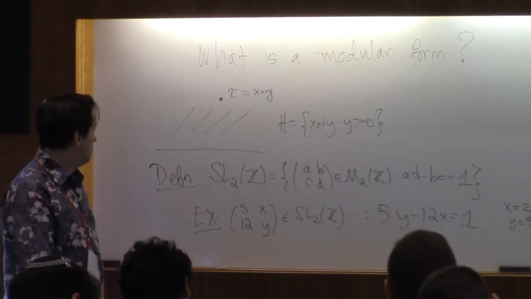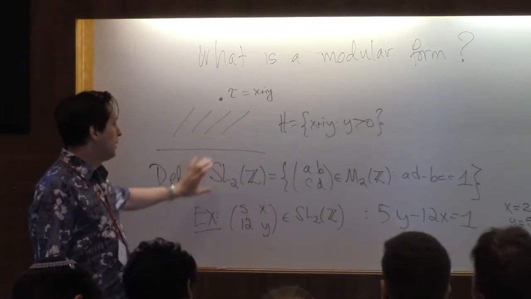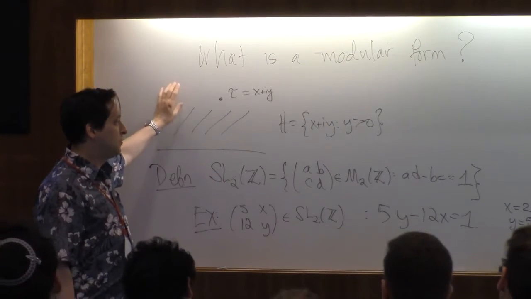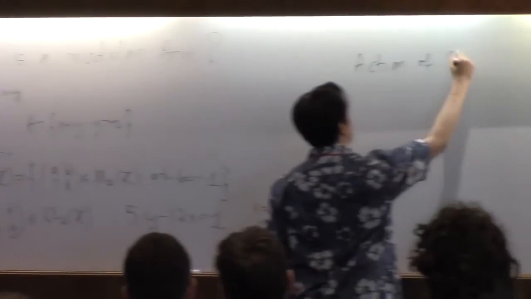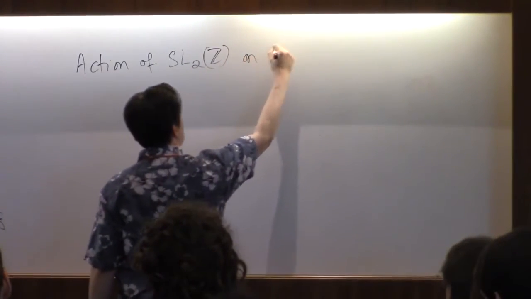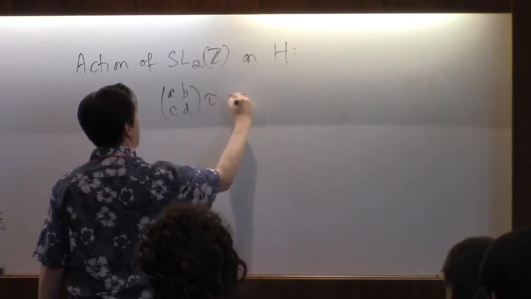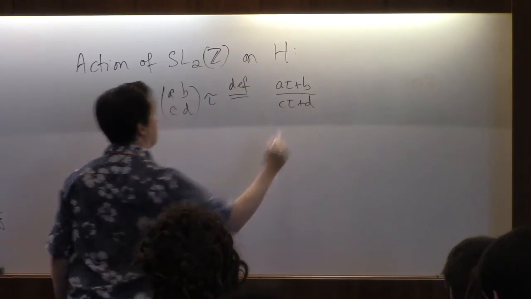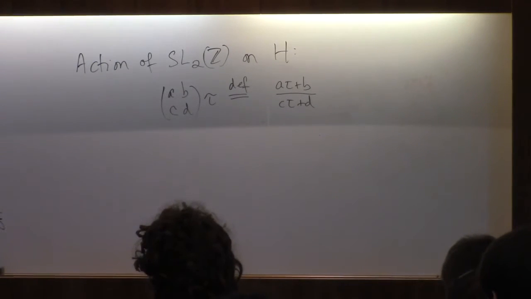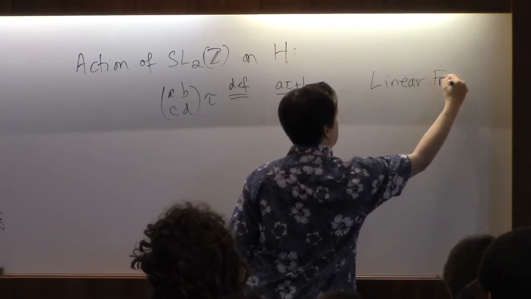And the reason that this group is going to play a special role is that matrices in this group can be applied to points in this plane to give other points in this plane. So you have an important example of an action of the group SL2Z on the space H, and it's by linear fractional transformations. A matrix applied to a point in the upper half plane is defined to be (a tau plus b) over (c tau plus d). These are examples of linear fractional transformations.